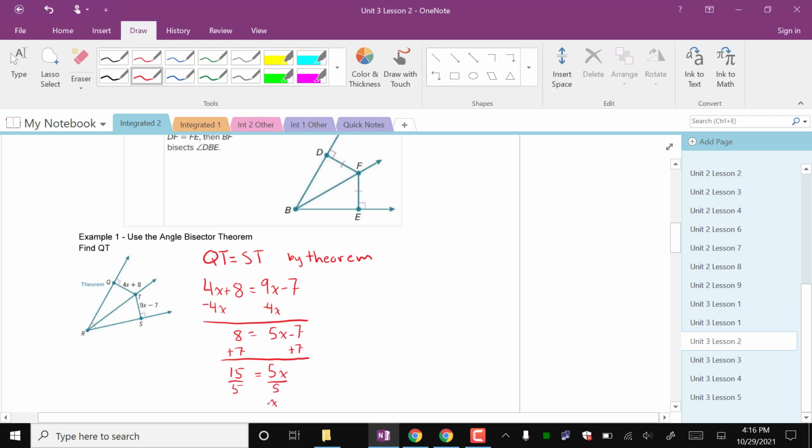So x equals 3. To find QT, I'm going to plug this back in. So 4 times 3 plus 8. 4 times 3 is 12, plus 8. So that's going to tell me that QT equals 20. Let's take a look at example 2.